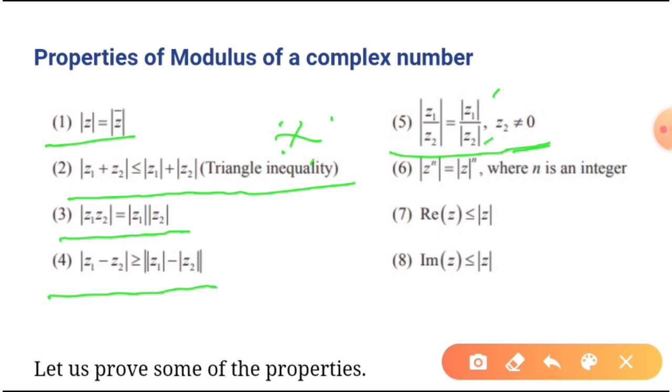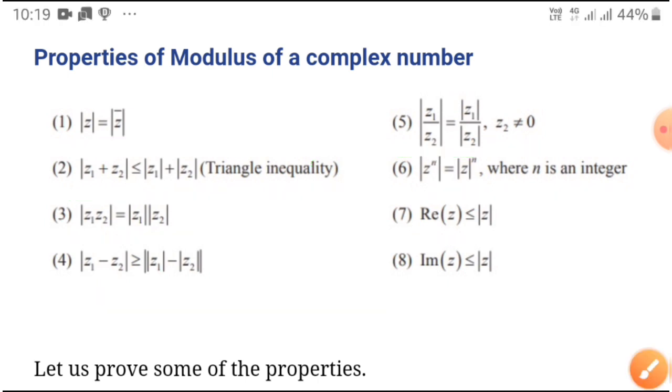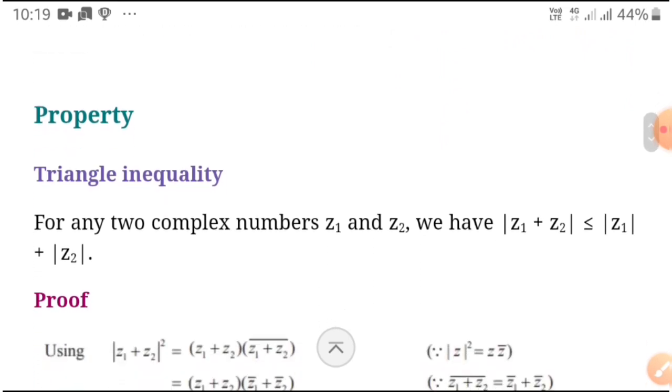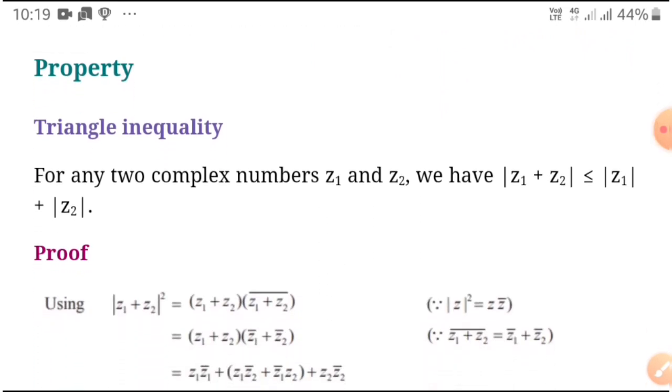Then sixth one, modulus of z power n is equal to modulus of z in the whole power n, where n is an integer. Seventh one, the real part of z is less than or equal to modulus of z. Eighth property, the imaginary part of z is less than or equal to modulus of z. Let us prove some of the properties. First, the triangle inequality. It is a very important 3-mark question.